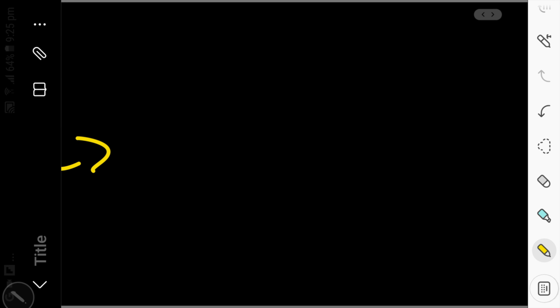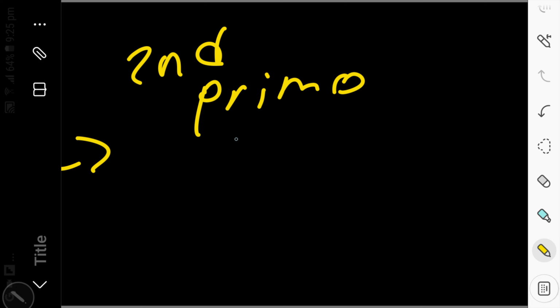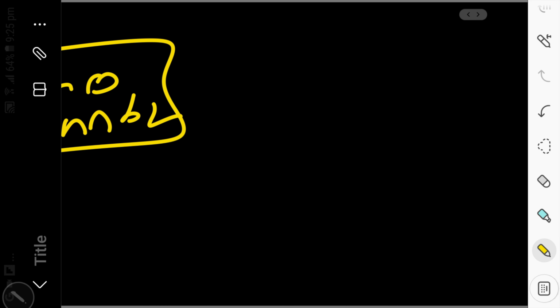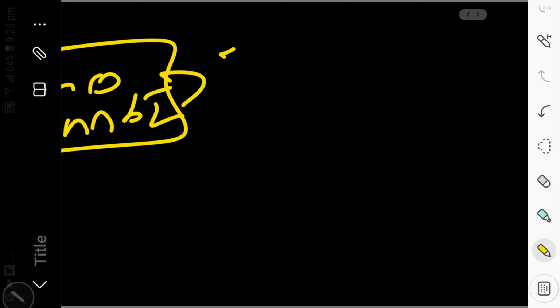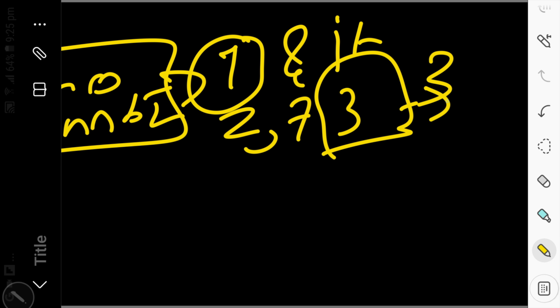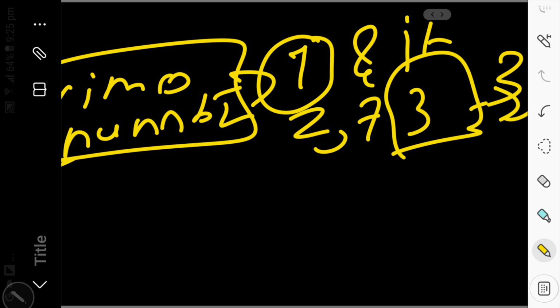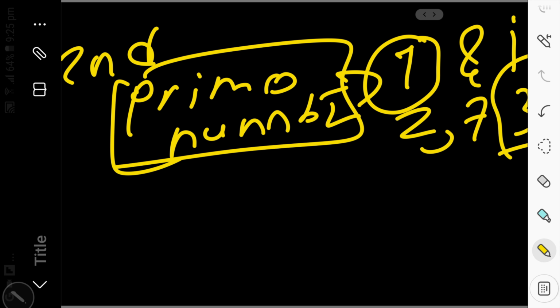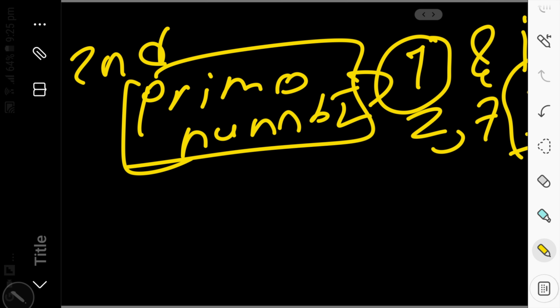Now then, let's go to the second method. That is the prime factorization or prime number method. What is a prime number? A prime number is basically a number that can only be divided by 1 or by itself. For example, 2, 7, 3 cannot be divided by other numbers other than themselves and 1. That's why these are prime numbers. Now, what is the prime number method? It is simply breaking down a given number into prime numbers.